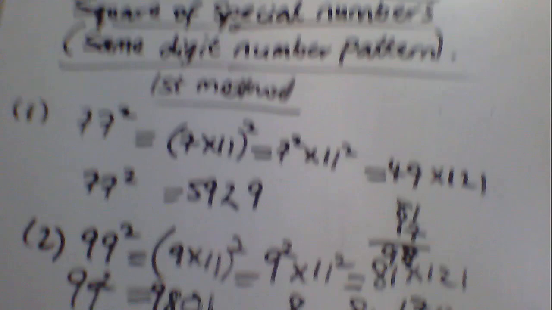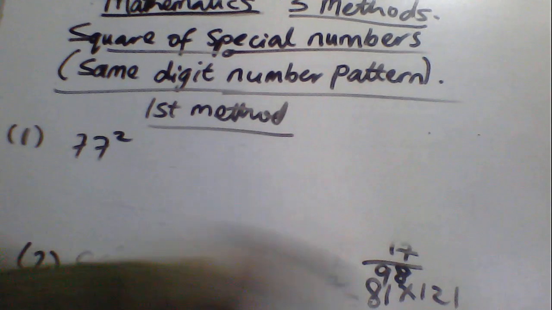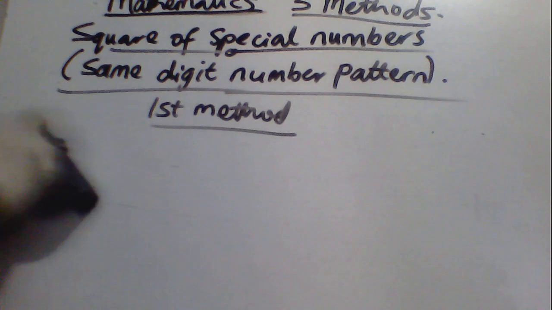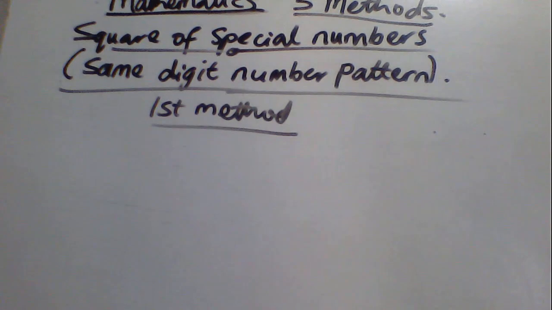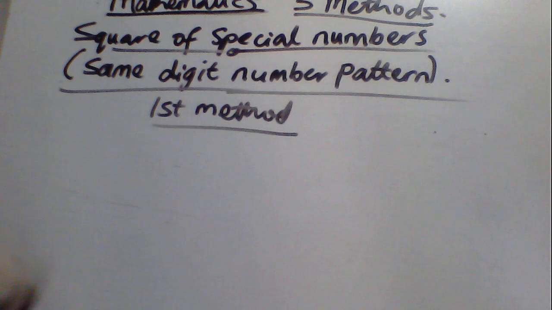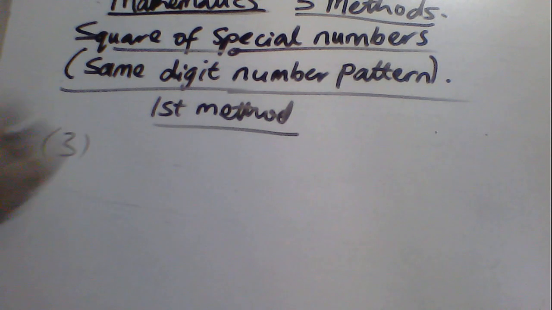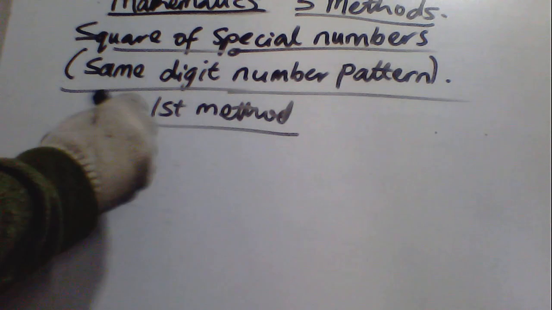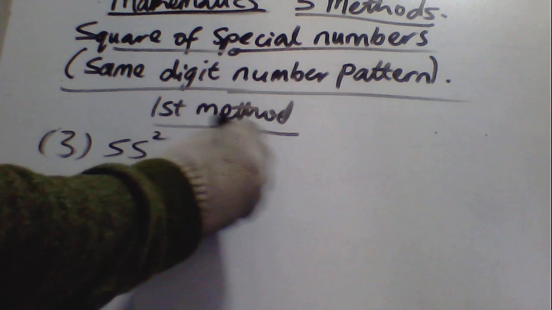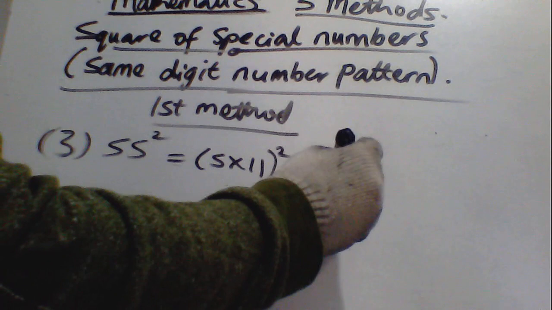Now let's look at another example using this method of multiplying a number by another number in which all its digits are 1. I will show you the pattern of how it is formed when you are doing such multiplication. So look at example 3. You are given 55 squared. This is the same as 5 multiplying 11 raised to power 2, and this is the same as 25.